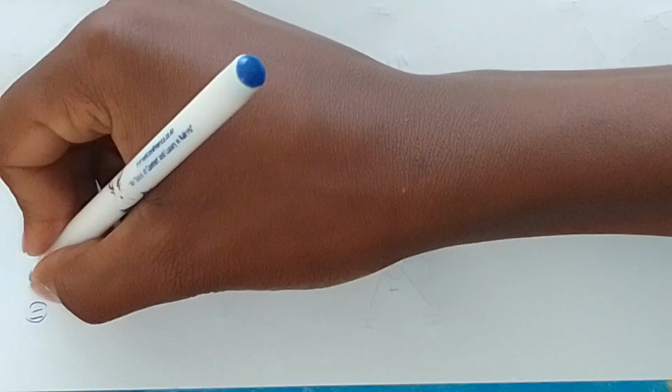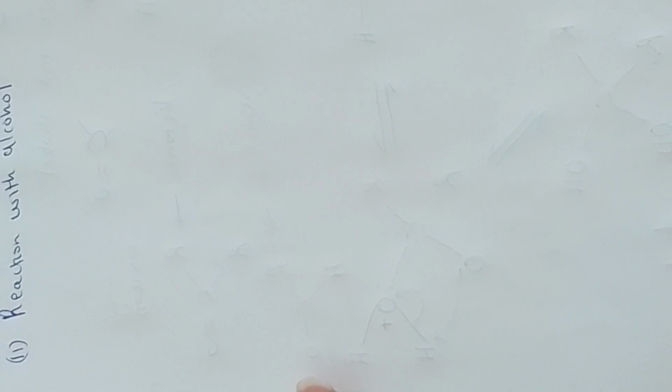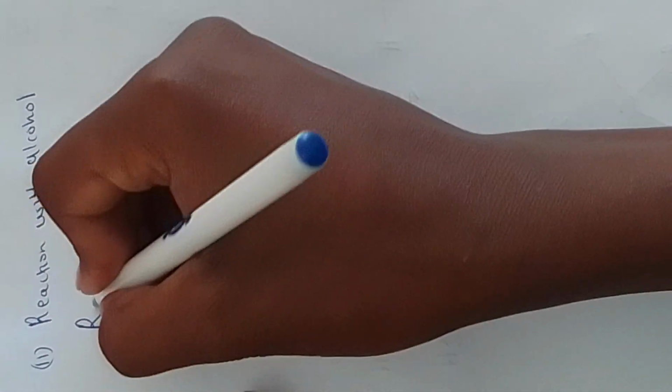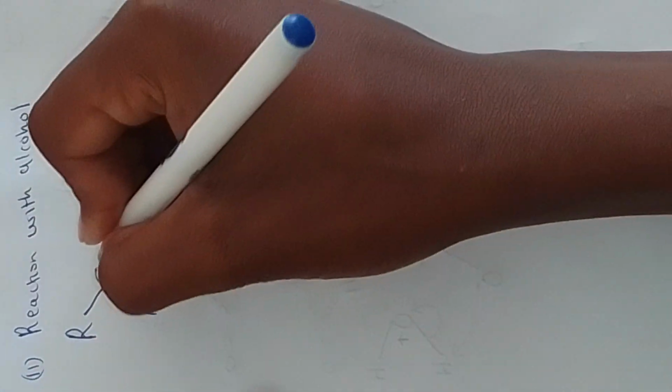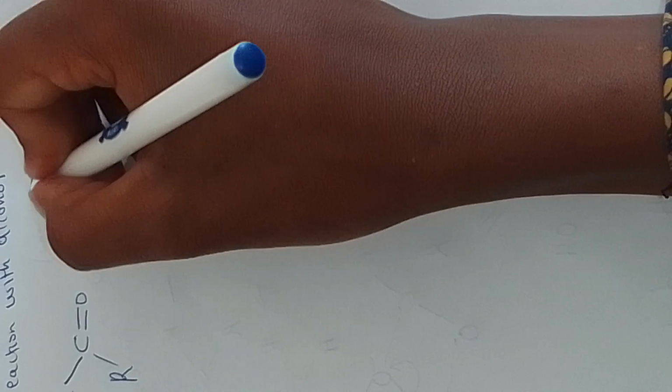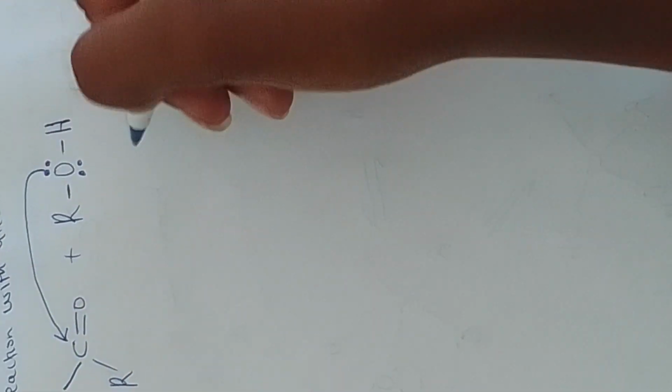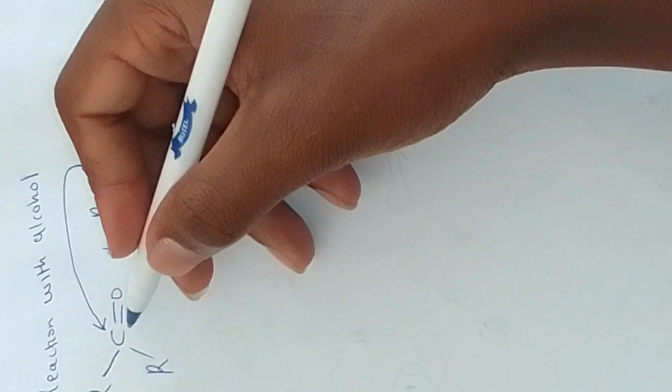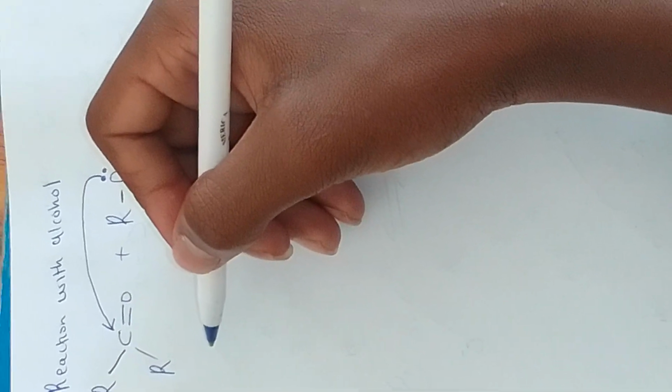The reaction is the reaction with alcohol. So we look at both ketones and aldehydes when they react with alcohol. So this is a ketone. Then you react it with an alcohol, which has enough electrons here. These electrons will attack this carbon, because we had said that this carbon is prone to nucleophilic addition.